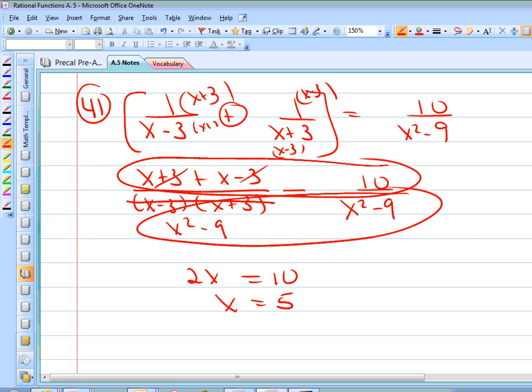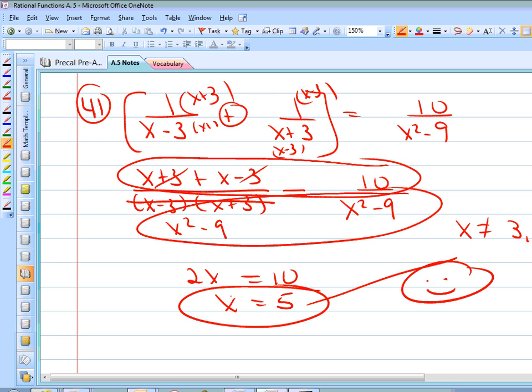What looked like a complicated problem really wasn't. Our restrictions, by the way, were x cannot equal 3 and negative 3. So we are in happy shape here, so this for sure is our solution.